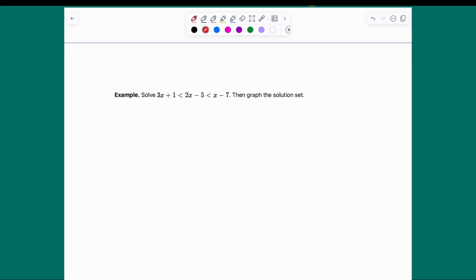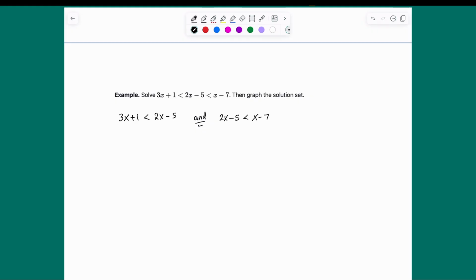Sometimes you could solve these inequalities by leaving it in this notation. However, this time we notice we have x on the left, in the middle, and the right. So to solve an inequality like this, we first rewrite it as a compound inequality with the word and. And so what we're going to get is 3x plus 1 is less than 2x minus 5, and, that's the keyword and, 2x minus 5 less than x minus 7.